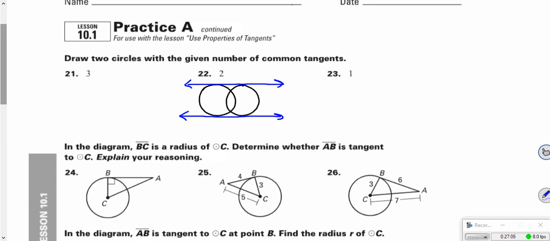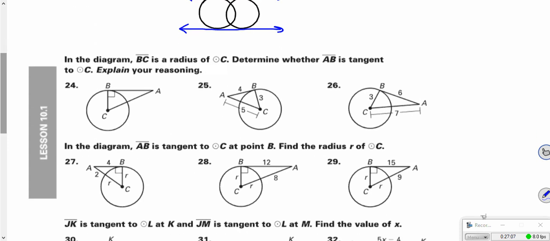The next part: in the diagram, BC is a radius of circle C. Determine whether AB is tangent to circle C. Explain your reasoning. Well, right off the bat on number 24, I would say yes, because CB is perpendicular to BA. And we know that by theorem 1, that we have a tangent if the line is perpendicular to the radius at that same point.